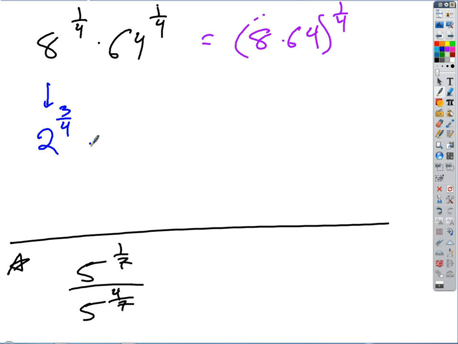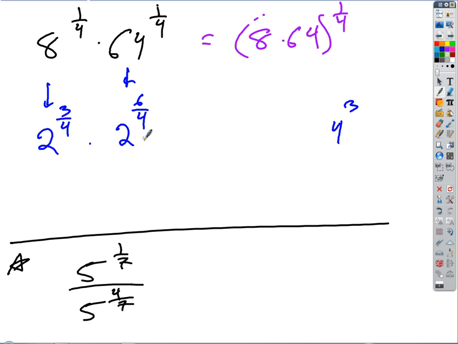What about 64? 4 to the 3/4. Okay, it's 4 to the 3/4, but 4 is not prime. We could go further. 64 is 4 cubed, but now think about that. If it's 4 cubed, that is 2 squared cubed, so it's 2 to what power? 6. Yeah, 64 is 2 to the 6. So this one becomes 2 to the 6/4. Now that's helpful. I got like bases.